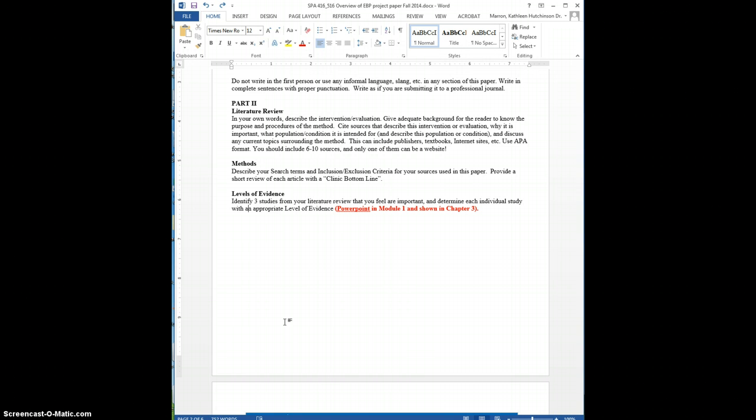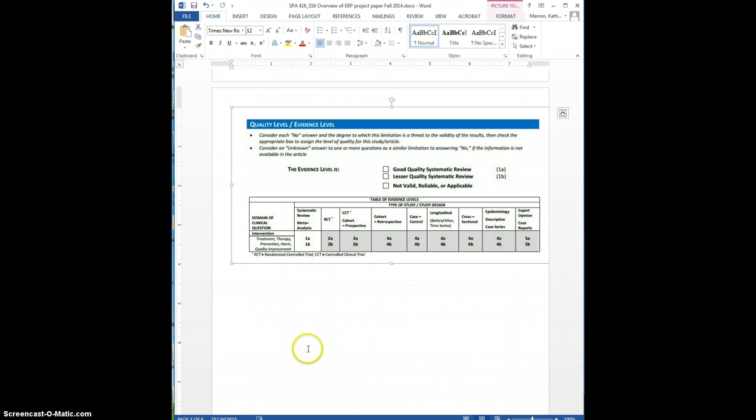An example would be just what the authors are recommending for clinical applications. Finally, in Part 2, you'll provide from at least 3 studies the levels of evidence and completion of a form that evaluates these levels of evidence of the articles.